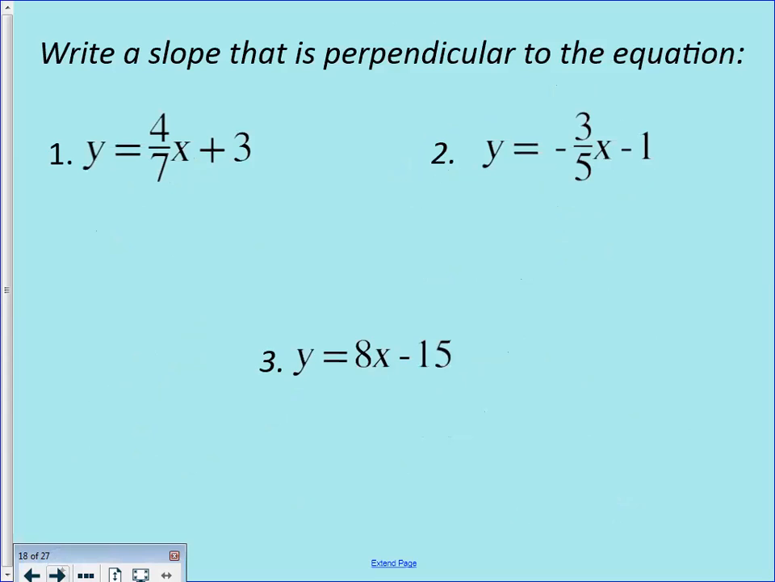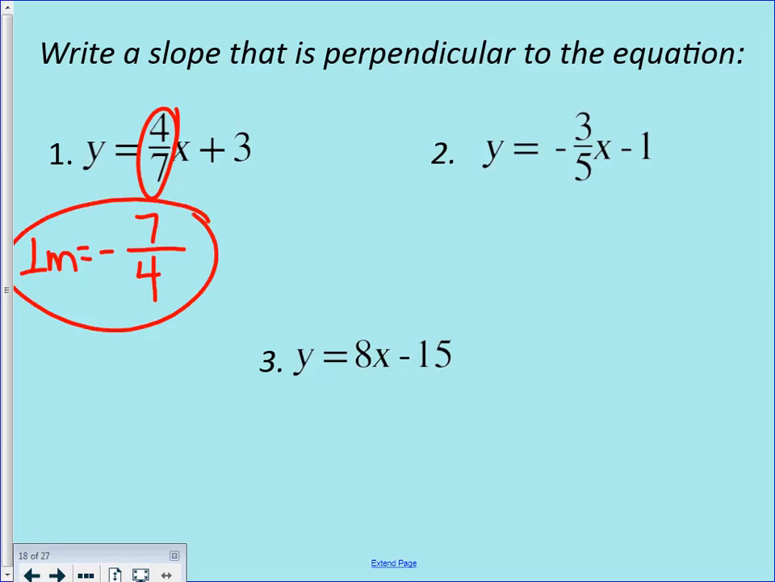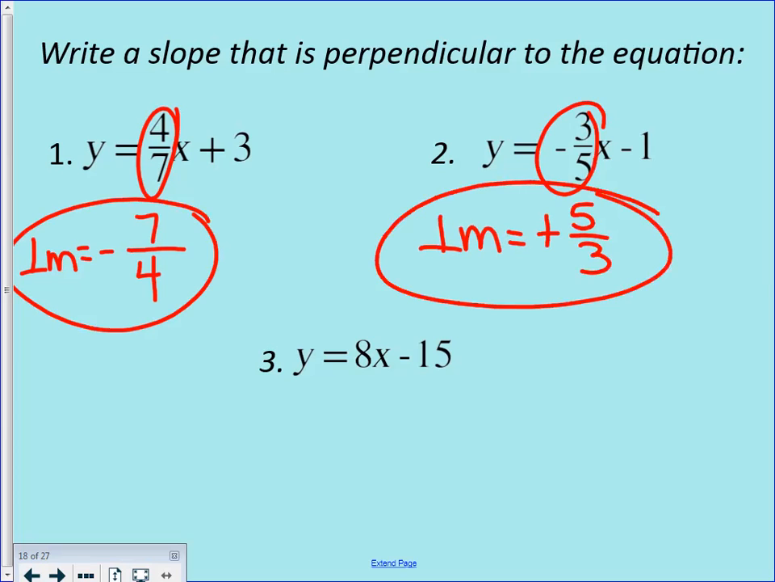All right, so on each of these, write a slope that is perpendicular to this equation. So we have to identify the current slope and then flip the sign, flip the fraction. My current slope is 4/7. My perpendicular slope will be negative 7/4. My current slope is negative 3/5. So then my perpendicular slope is going to be positive 5/3. On this one, my slope is positive 8. So my perpendicular slope is going to be negative 1/8.